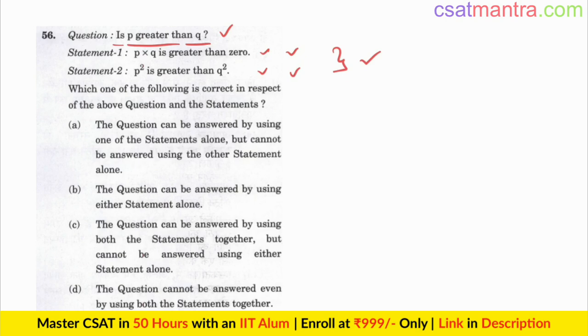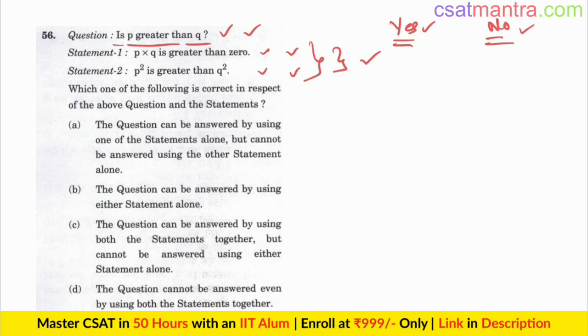You should have an answer of either yes or no. It should be absolutely either yes or absolutely no. You cannot say in few cases it is yes, in few cases it is no. We have to draw a conclusion here. Is P greater than Q using these two statements?